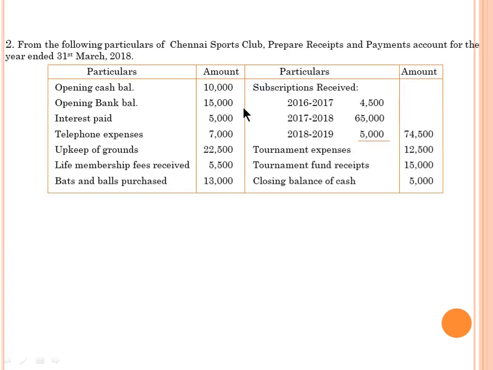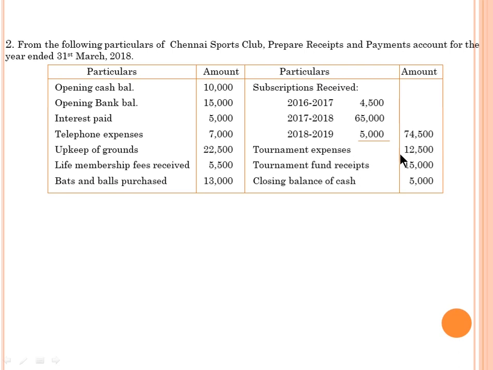See my dear, this is very important: the subscription received. In our current financial year 2017-18 we received 65,000. In 16-17, 4,500. So it means it was outstanding for the previous year and received in the current year. And see 18-19, subsequent year, 5,000. So this amount relates to the subsequent year but was received in advance. All these transactions we take into the receipts and payment account. So that is the special highlight of the receipts and payment account.